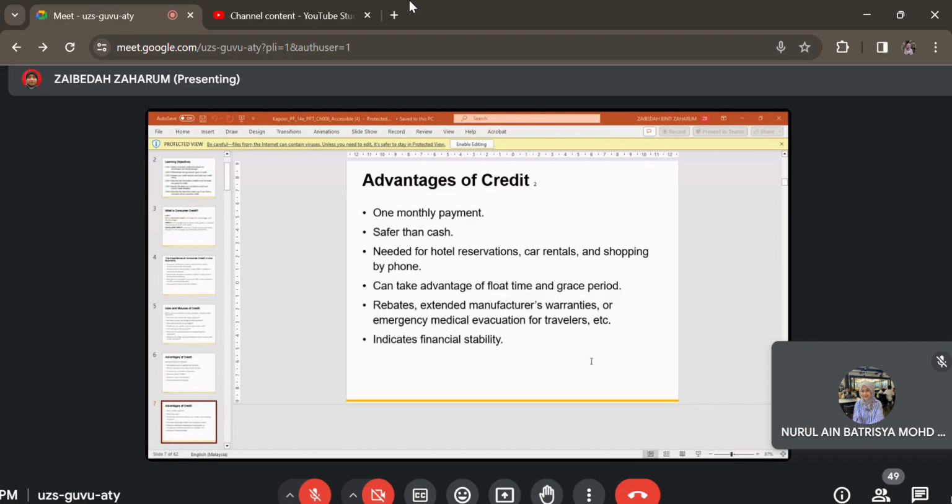Okay. And then next one, advantages are needed for hotel reservation, car rentals and shopping by phone. So certain transaction, contohnya kalau kita nak buat hotel reservation, kita nak sewa kereta, ataupun kita buat pembelian melalui phone ataupun online. Selalunya penjual tadi will require a credit card. Selalunya dia akan minta credit card lah. Using credit in this instant provide convenient and flexibility.